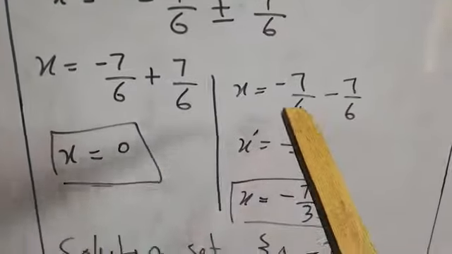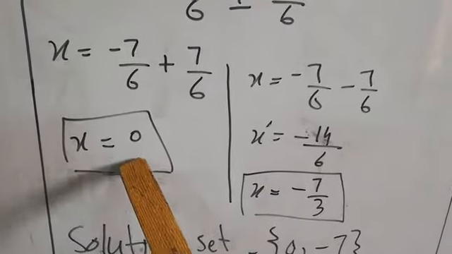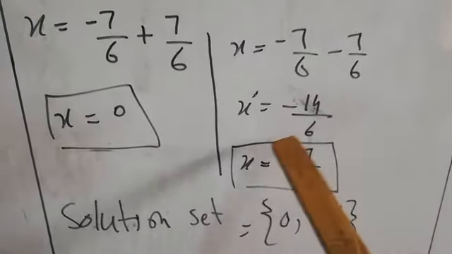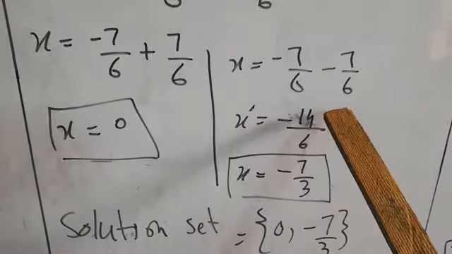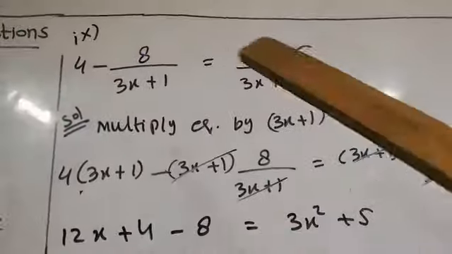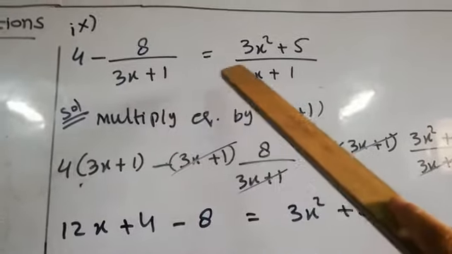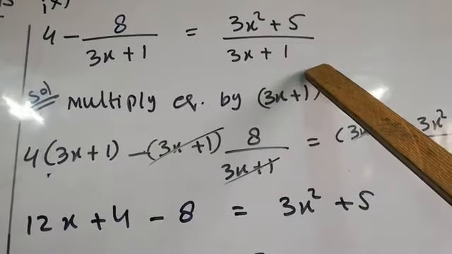So we will write these values one by one and get the answer of x, which is x is equals to 0 and x is equals to minus 7 by 3. By cancellation, by dividing this fraction by 2, we will get minus 7 by 3. So this is the solution set. The last part of this question is part number 9: 4 minus 8 by 3x plus 1 is equals to 3x square plus 5 divided by 3x plus 1.